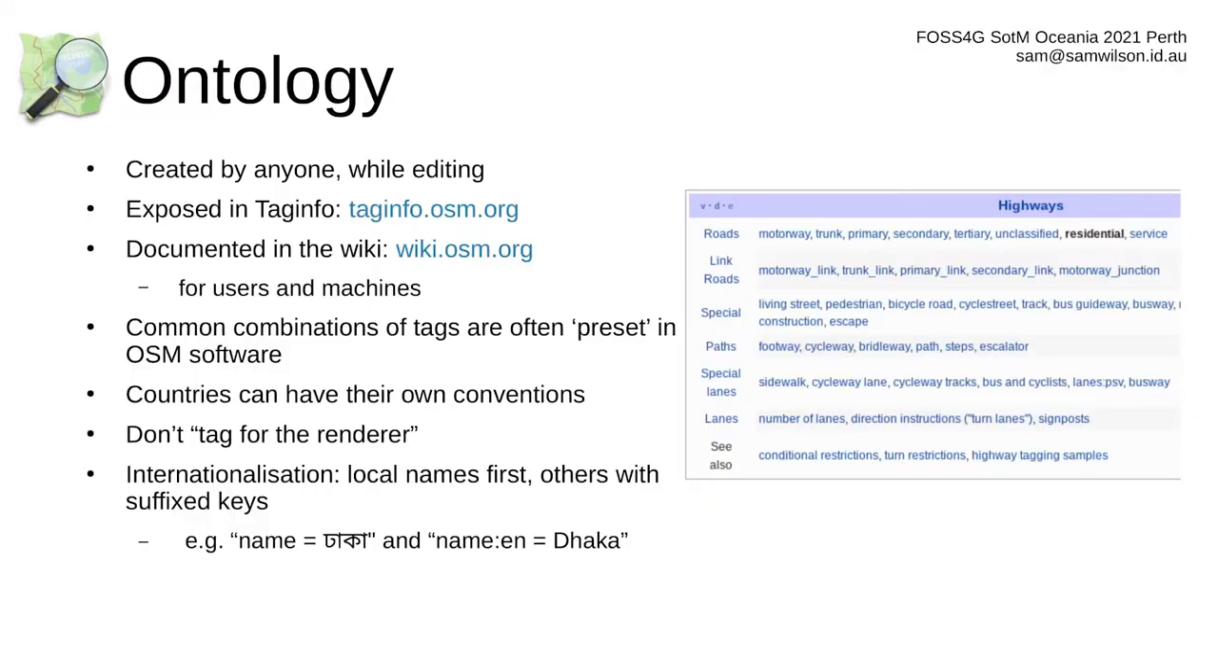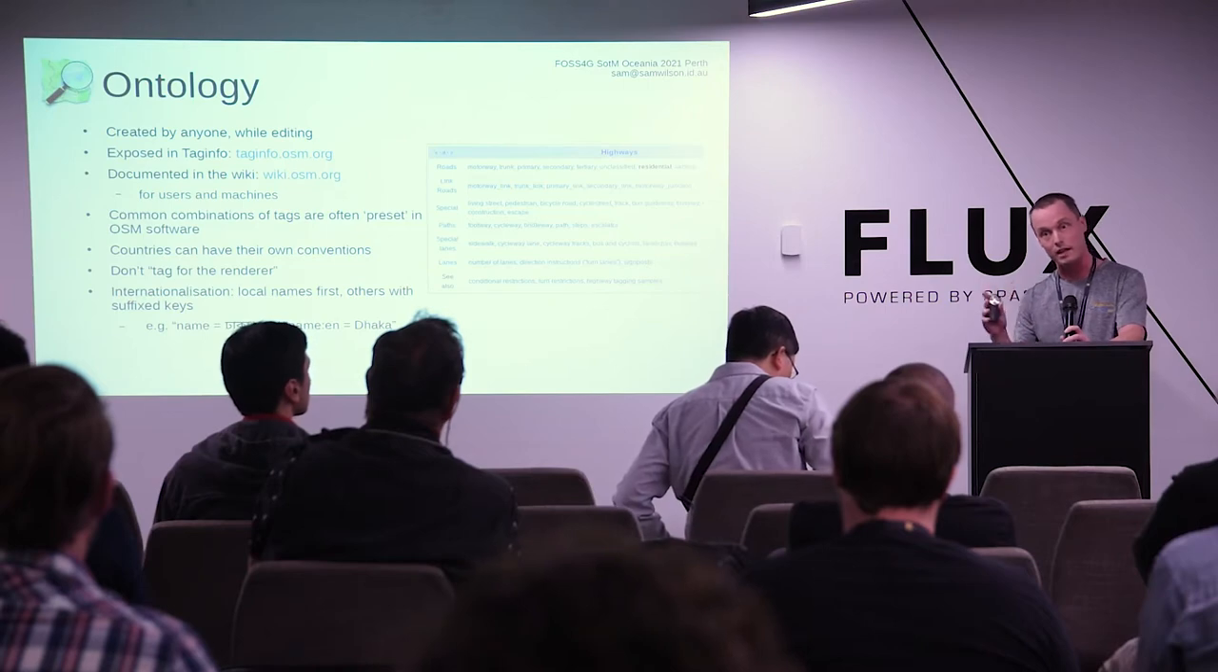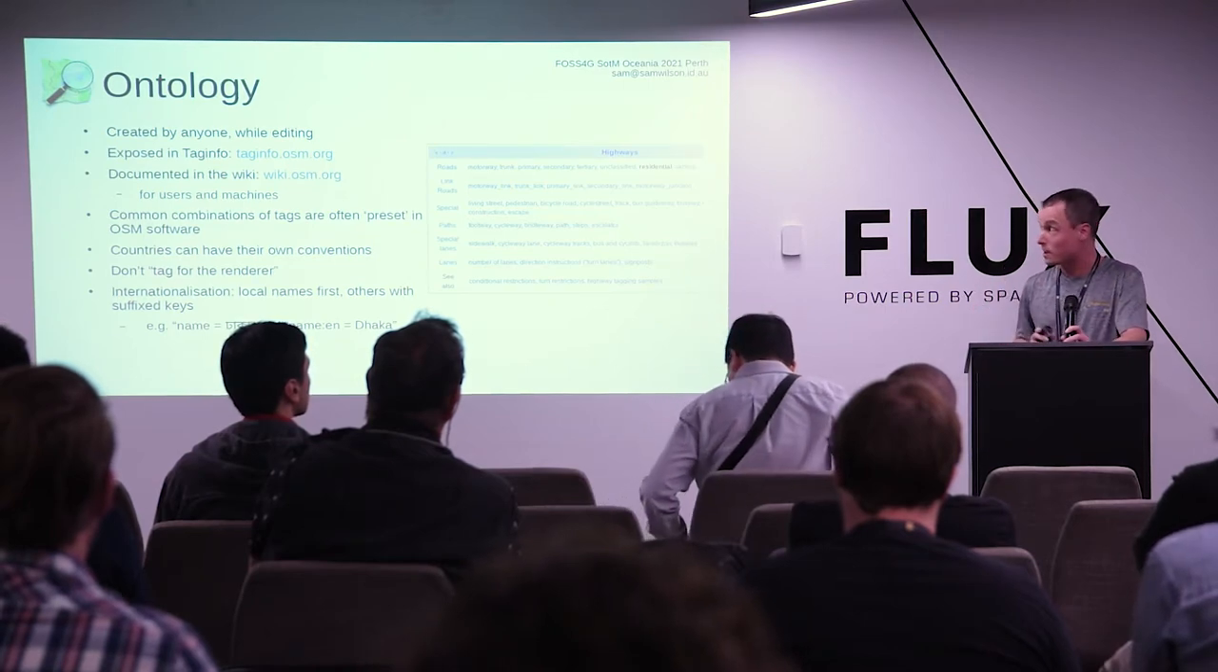In taginfo, you can see statistically common combinations of tags, and those will then get used in various editing software to produce what are called presets. So if you're adding a building in the iD editor, which is the standard web editor for OSM, it'll give you a list of building and street address and street name and suburb and things like that. They're based around what have become common, and what have been declared to be good things to have together.